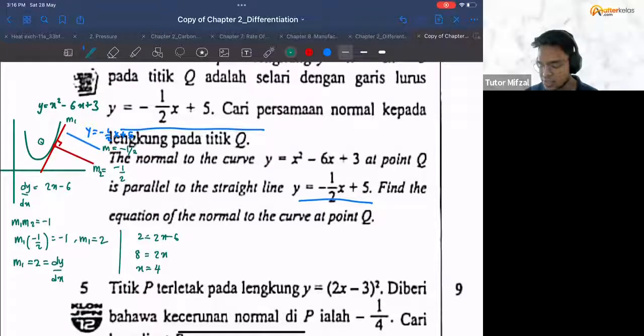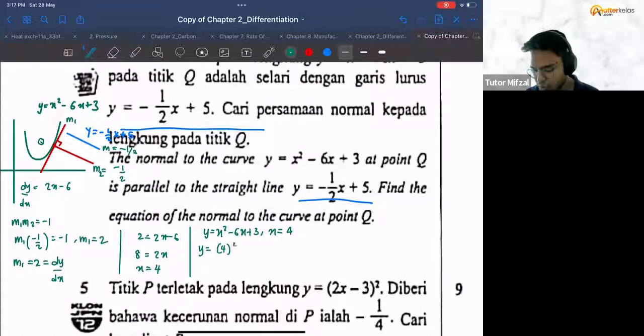Sekarang ni kita kena cari pula apa value of y. So how do I find y? Simple. You cari equation yang mana yang you can find y. Ada satu je equation yang you boleh cari y for of the curve, which is this. Y equivalent to x square minus 6x plus 3. So apa yang I kena buat sekarang ni is substitute the value of x equivalent to 4 into this.